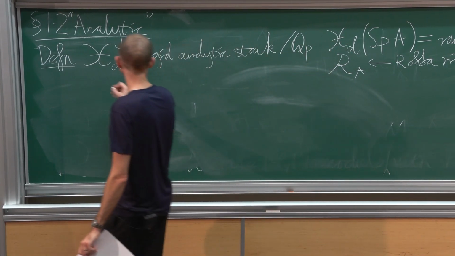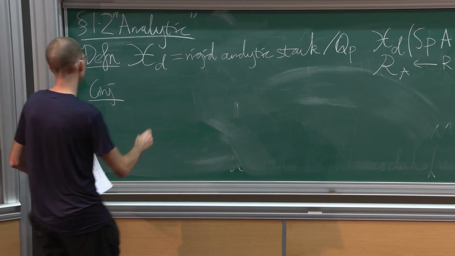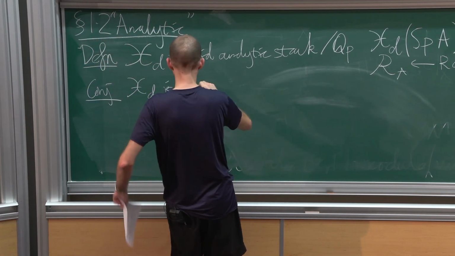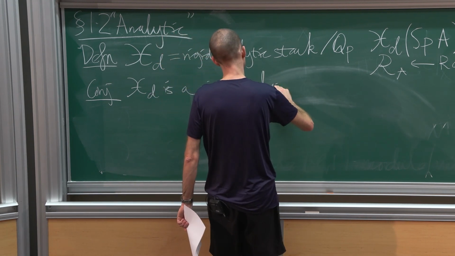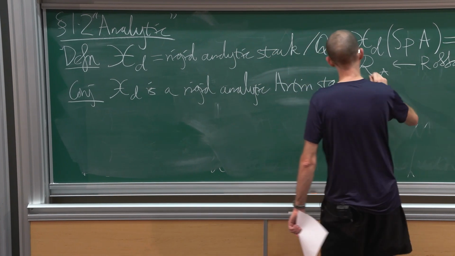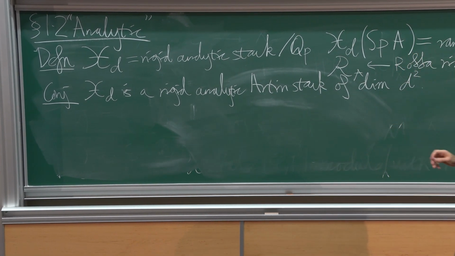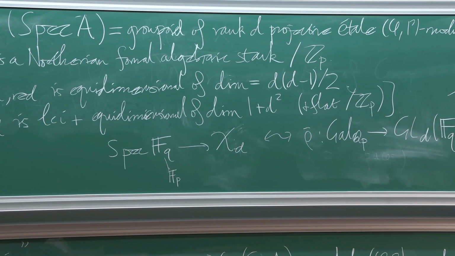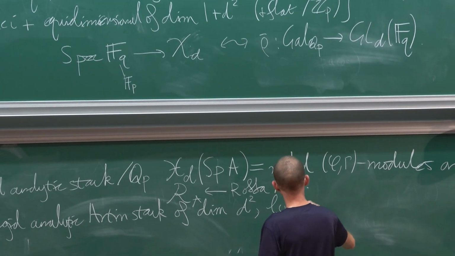But then we don't yet have a theorem. There's just a conjecture that this has some similar behavior. So it should be a rigid analytic Artin stack, this time equidimensional of dimension d squared. One less, just because there was one dimension there that was just the Z_p direction, and we've inverted p. And it should be LCI and normal.